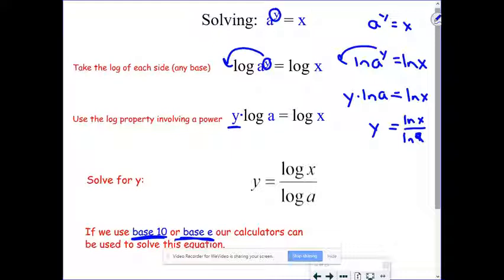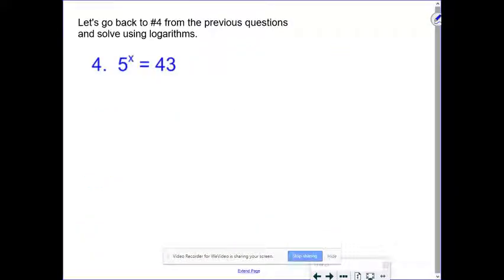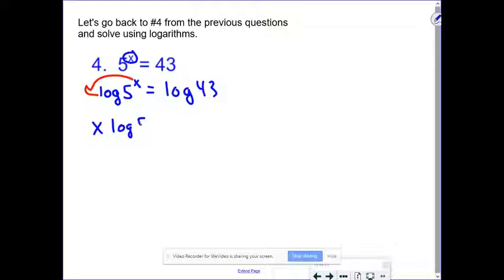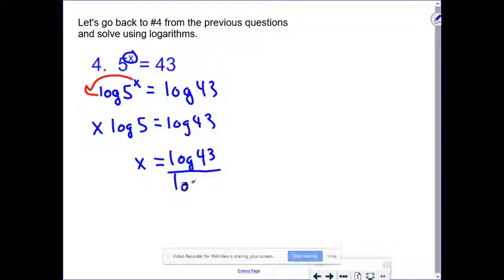So let's go back to the problem. 5 to the x equals 43. Take the log of both sides. First step, take the log of both sides. Second step, bring the x or the variable out in front. x times log of 5 equals log of 43. Third step, log of 5 is just a number. So I divide by the log of 5. So I get log of 43 over log of 5.